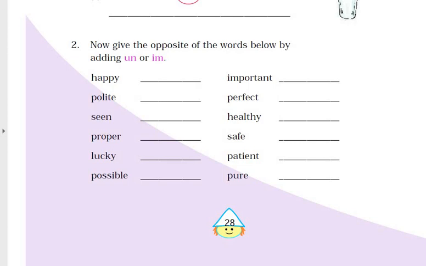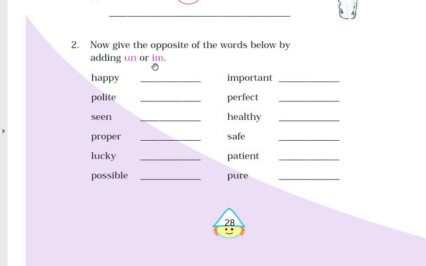Okay, next is seen. So seen changes to unseen. Proper, unproper. No, it is improper. Then lucky, unlucky. Next, possible changes to impossible. See, let me give you a little hint about finding the right prefix. These are called prefix, which gets added before any particular word. So wherever you find the word starting with letter P, we use im.